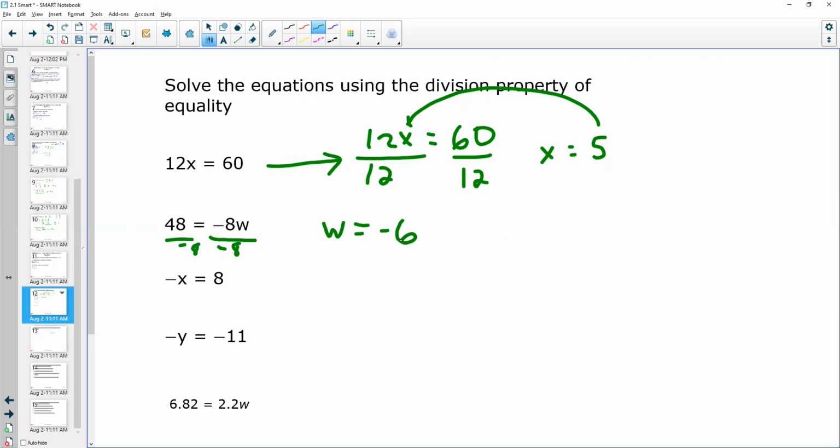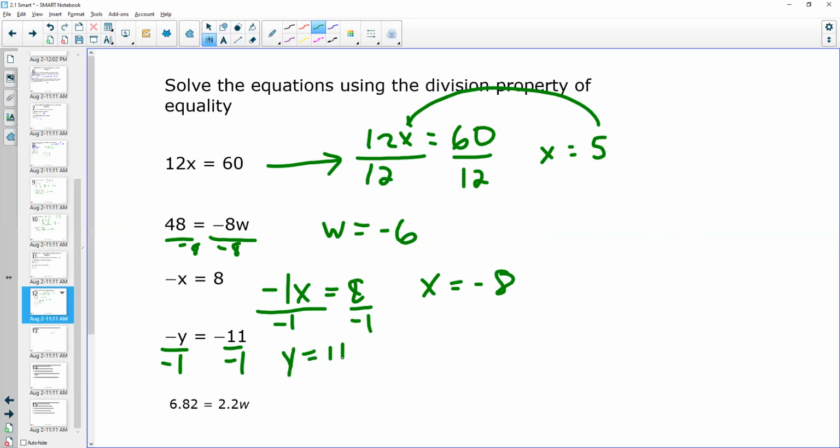So the way I can think about this is as -1x equals 8. I can separate that negative, and I can divide both sides by -1, and I get x equals -8. The most simplified version of an equation is with the variable, x, being positive. So then we look at the next one, same thing. We're going to divide by -1. I'm going to get y equals 11.